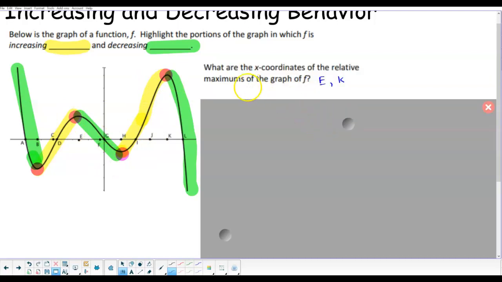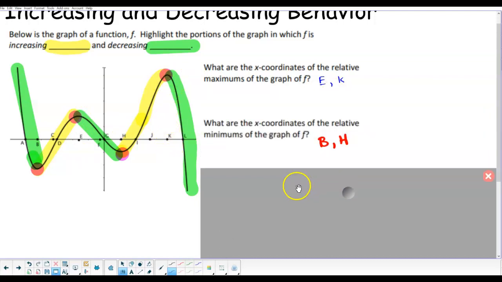So first question, what are the x-coordinates of the relative maximums? Where do the maximums occur? At E and K. What are the x-coordinates of the relative minimums? B and H. Those are the lower spots on the graph.